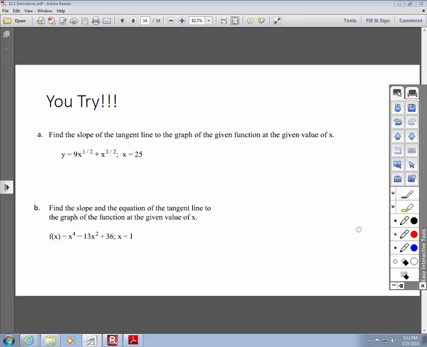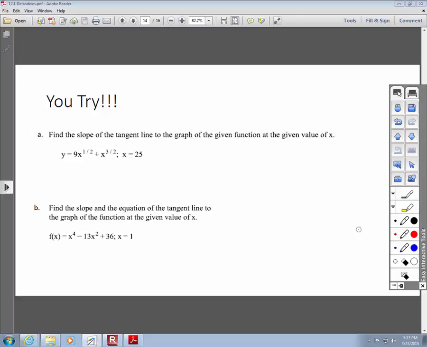Now they want me to find the equation of the tangent line. Well, it's real simple. I don't know if you remember in algebra, there's this formula called the point-slope formula. And it looks like this: y minus y1 is equal to m times x minus x1. Well, we know the slope, the m, is equal to negative 22. We're going to call this x equals 1 our x1. So we know our x1 is equal to 1. What we don't know is y1. How do we find y1?